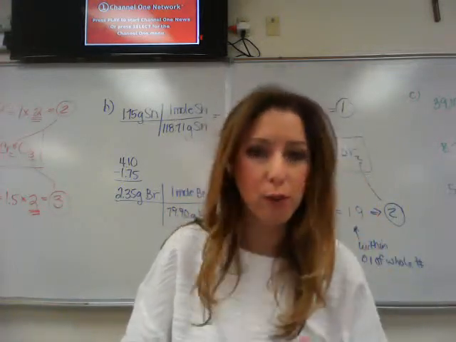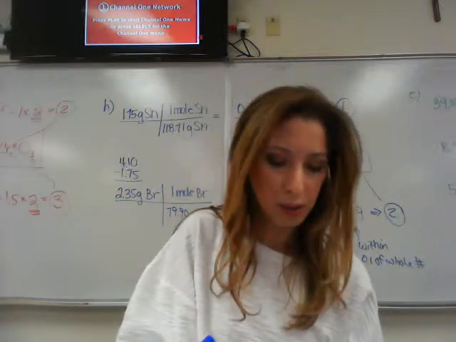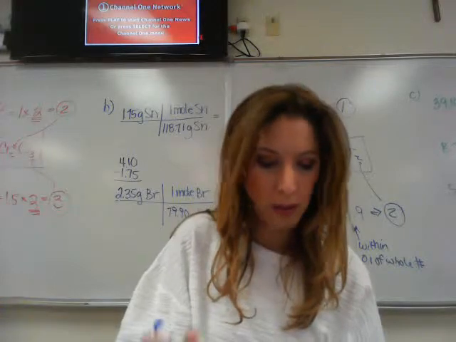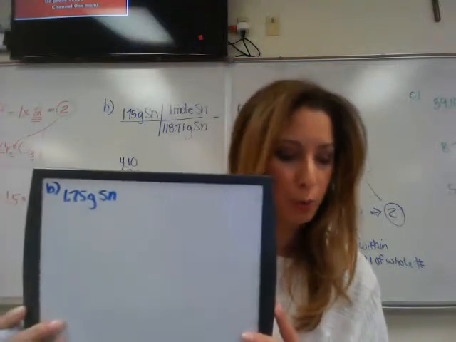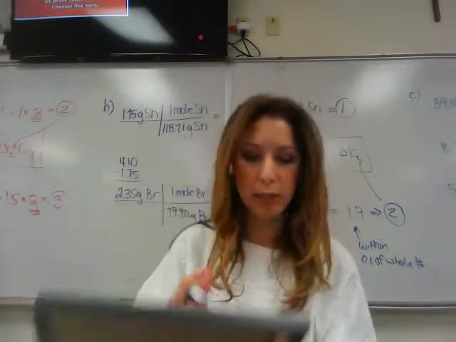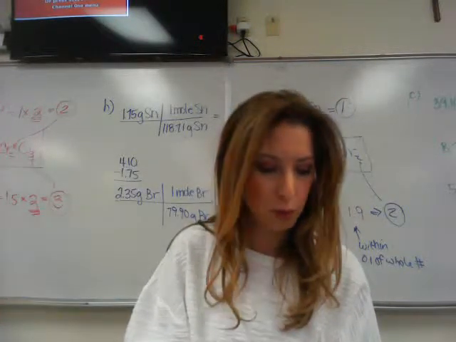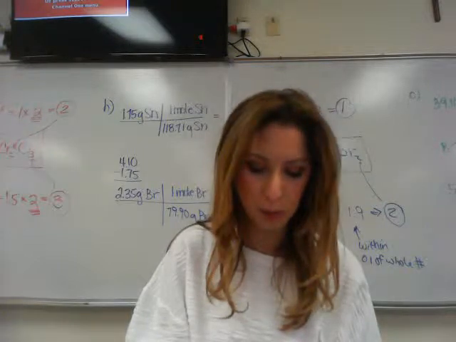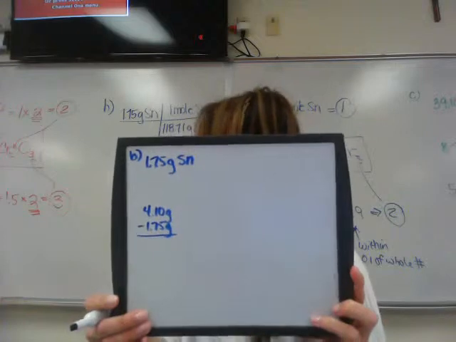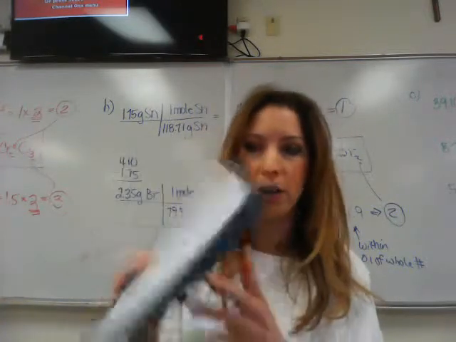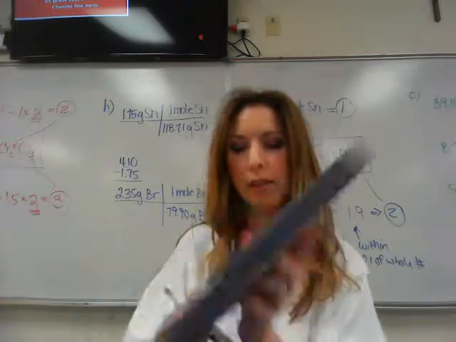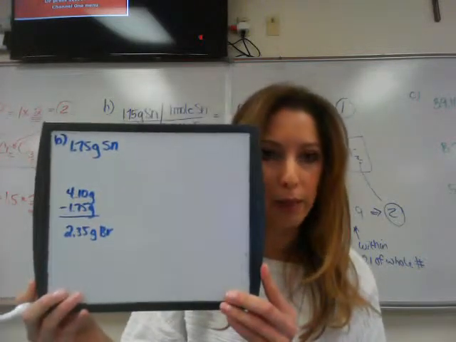So in B, you have 1.75 grams of tin. So I'm going to write 1.75 grams of tin. It's reacting with bromine to produce a compound with a mass of 4.10 grams. So I'm going to take 4.10 grams, which is the mass of my compound produced. I'm going to subtract 1.75 grams of tin, which is going to give me 2.35 grams of bromine, like this. That's in my compound that I made.